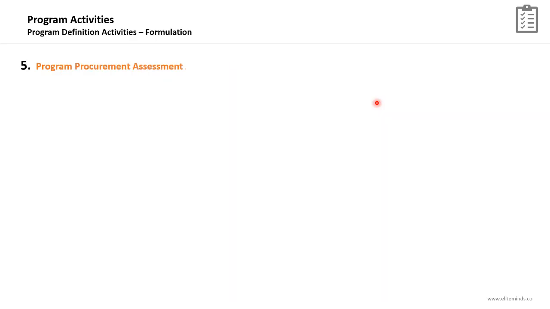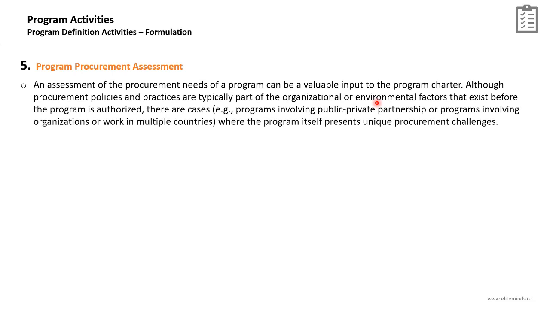Supporting activity number 5 is the Program Procurement Assessment. An assessment of the procurement needs of a program can be a valuable input to the program charter. So procurement is around getting any services or goods from outside the organization, and this should be assessed at the program formulation subphase in order to develop the program charter.